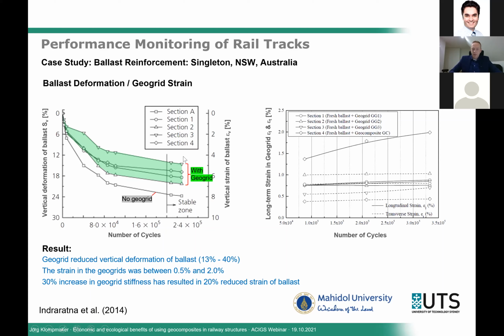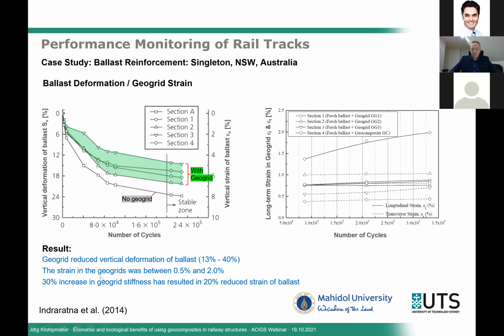Of course, this shows a wider range of performance with the different geogrids, and vertical deformations of approximately 30 to 40% were measured by looking at the results of these 4 different geogrids. What was also interesting was that the main difference between these geogrids was the stiffness of the product, and it could be derived from the results that a 30% increase in geogrid stiffness resulted in a 20% reduced strain of the ballast. So there was a clear relation between the stiffness of the geogrid and the settlement reduction potential.